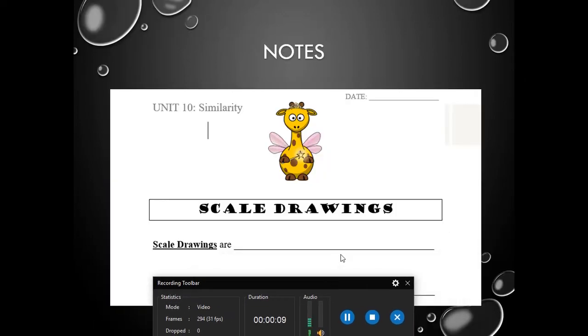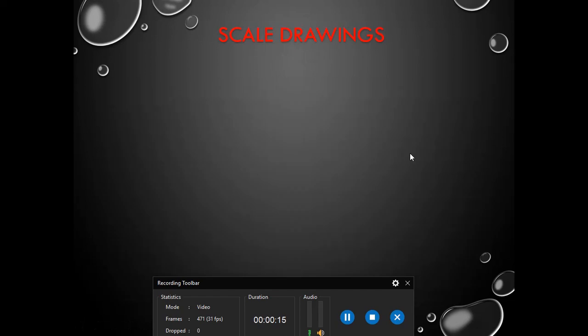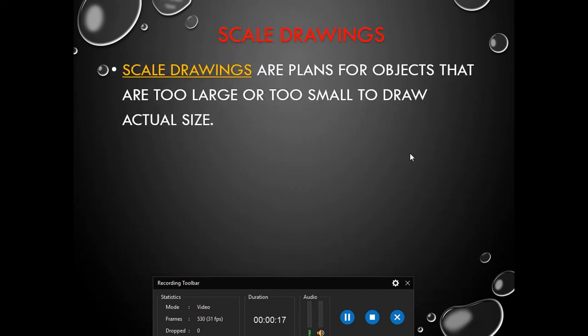This is the note packet that you'll need for today's lesson. This whole unit is about ratio and similarity. So we've been setting up ratios and proportions and we've been cross multiplying.